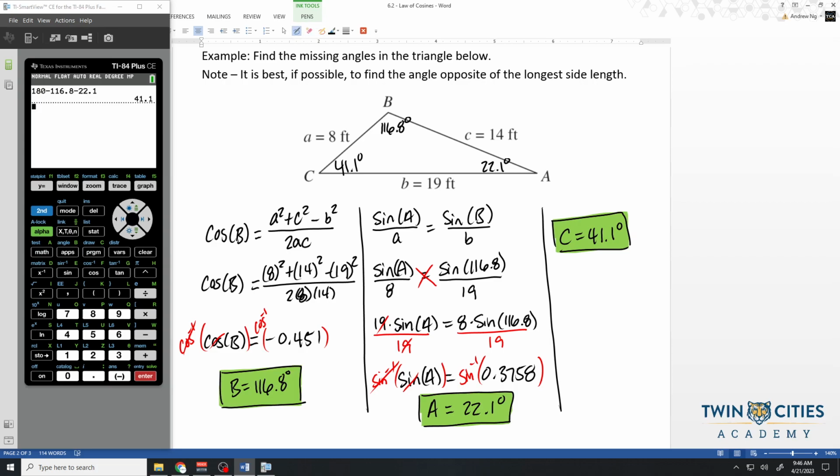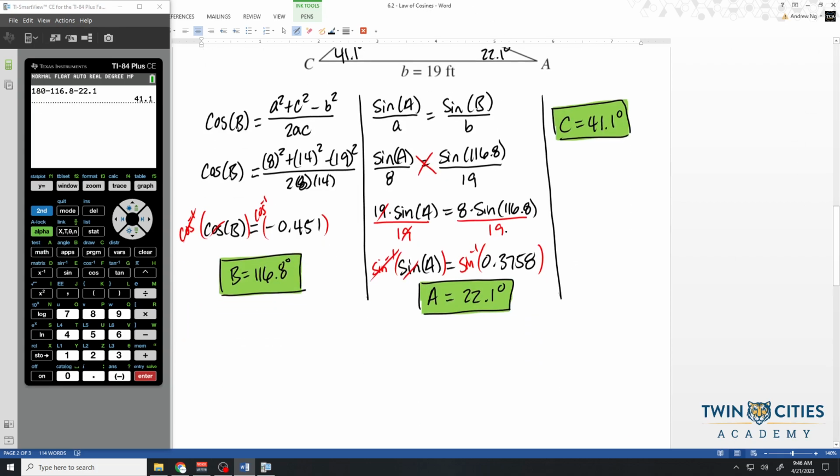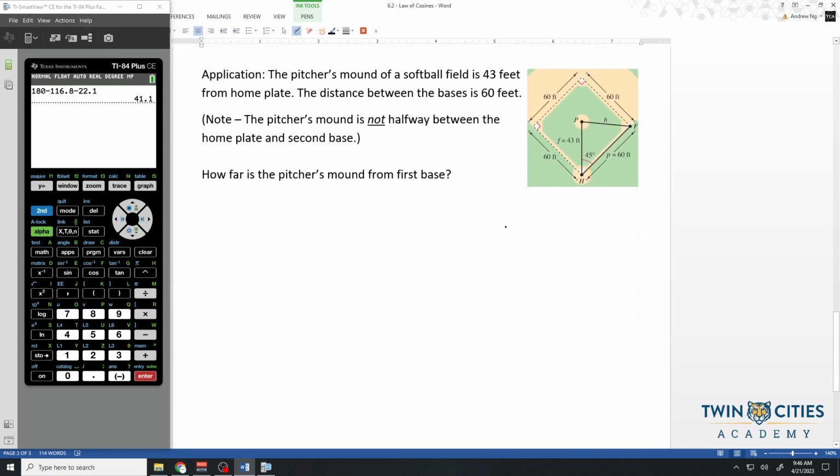Let's look at an application that we might use law of cosines in. The pitcher's mound of a softball field is 43 feet from home plate. So I've got a picture over here. We've got home plate at the bottom, first base, second base, third base, and the pitcher's mound is sort of in the middle, but not exactly in the middle. So it is 43 feet from home plate. I've drawn a line here, and then 43 feet between H for home and P, the pitcher's mound.